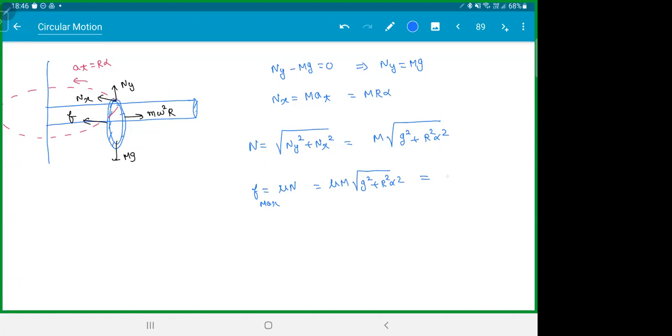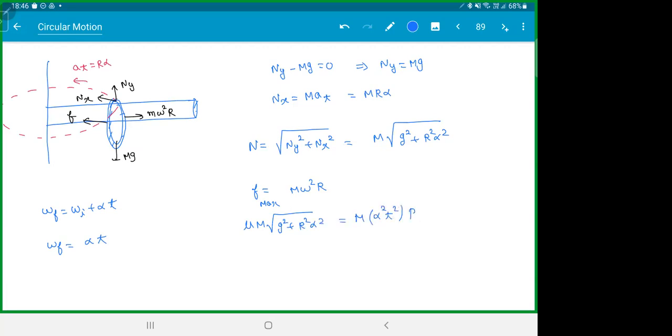This should be equal to how much? Centrifugal force. F max should be equal to m omega square r. And what is omega? Omega final is omega initial plus alpha t, kinematics. So omega final will be alpha t. So this will be mu into N, which is mu into m into root over g square plus r square alpha square, equal to m into alpha square t square into r.